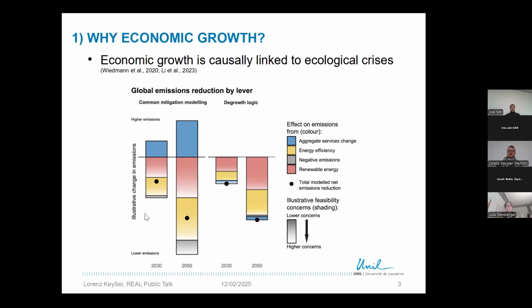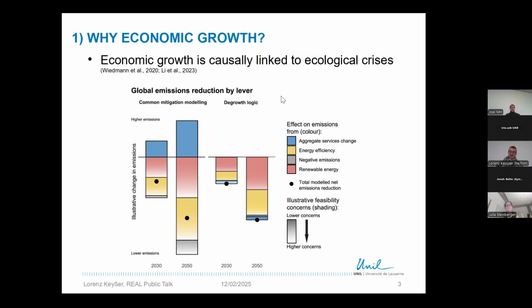For instance, on the left side, we have the common green growth mitigation logic. So in blue here is basically growth, aggregate services change, whereas the black dots here indicate the total net emission reduction that is achieved. And as you see, this net growth that happens in the green growth modeling needs to be overcompensated strongly via these three mitigation levers: energy efficiency, negative emissions, where we suck carbon out of the air, and renewable energy. And these come with not only strong side effects, for instance, ecologically and on other planetary boundaries, but also with feasibility concerns here shown in the shading. The brighter it gets, the higher are the feasibility concerns.